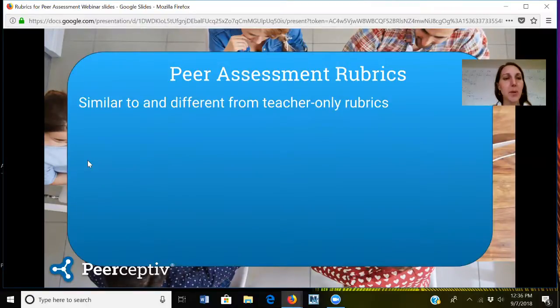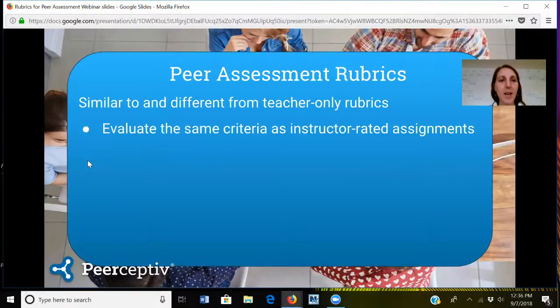So peer assessment rubrics are both similar to and different from teacher-only rubrics. They're similar because they evaluate the same criteria as instructor-rated assignments. In other words, whatever you want the assessment to be graded on, if it was just you doing the assignment, you need to have the same criteria for the students to assess as well.